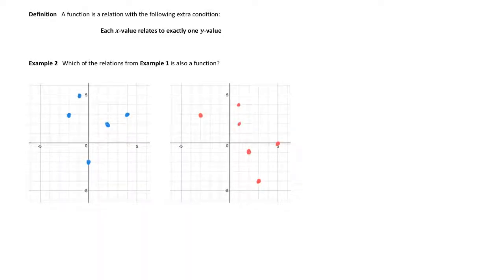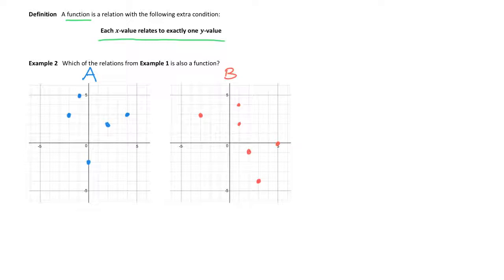For example 2, I want to introduce a very important definition for this class, and that is something called a function. So a function is a relation. Like in the last example, we looked at A and B, which were relations. I just copied them over. But a function is a very particular relation. It has this extra condition: each x value relates to exactly one y value. So here in example 2, one of these relations is a function and the other is not.